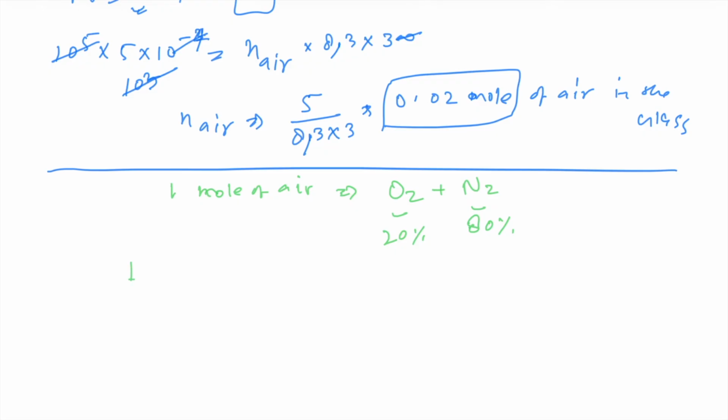And 1 mole of O2 is how much? 32 grams, right? And 1 mole of N2 is 28 grams.